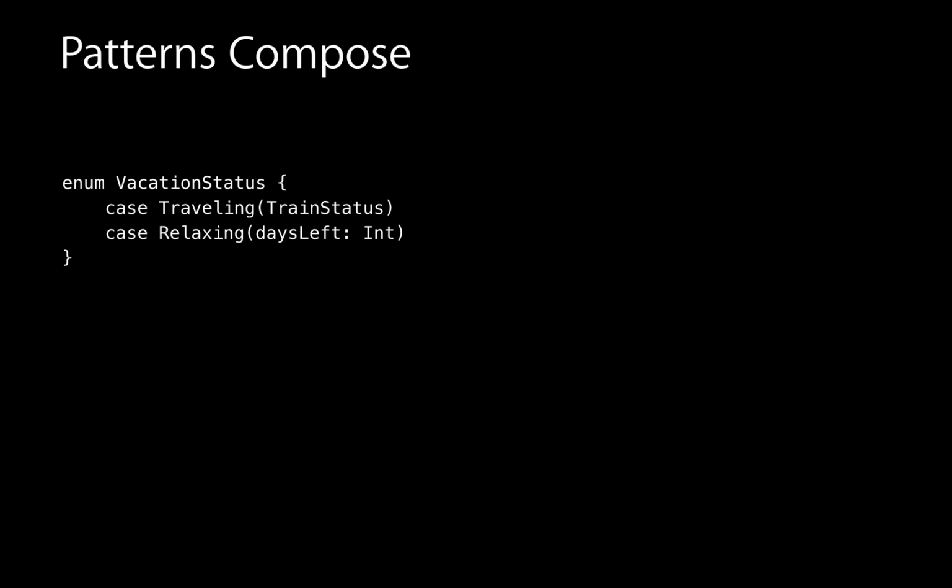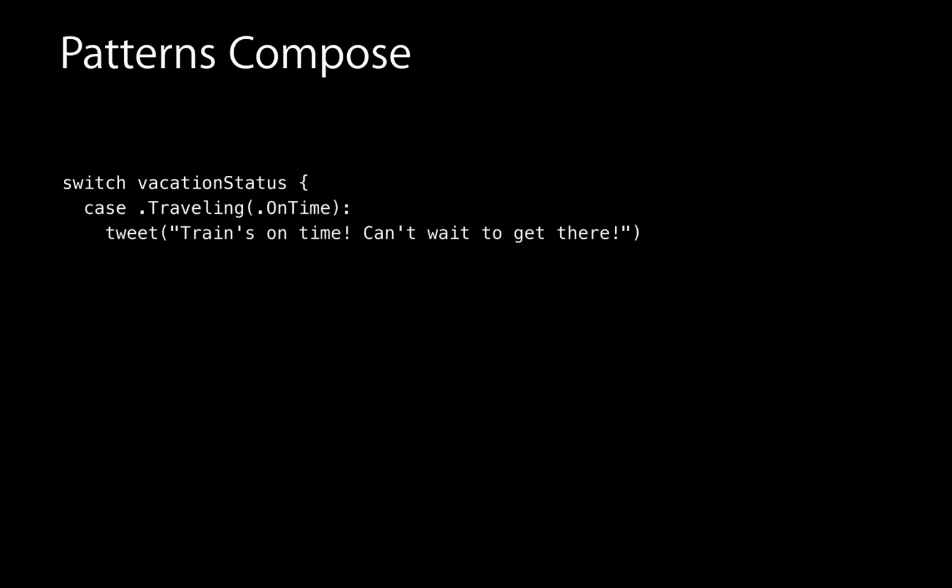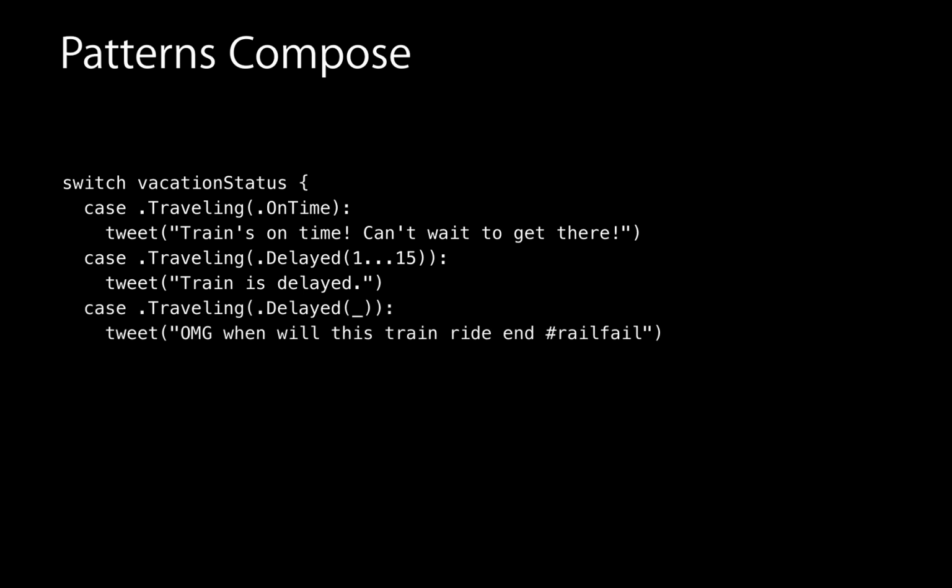You can also use enums as associated data of other enums. We can track not only the status of our train while we're traveling, we can track the entire state of our vacation. And when we do so, we can tell our friends on social media based on that state. We can match a simple case of the enum. We can match a nested associated value 2 levels deep. If we're 15 minutes delayed, we might be a little snarky, but still composed. If we're delayed any more than that, we might get a little upset.